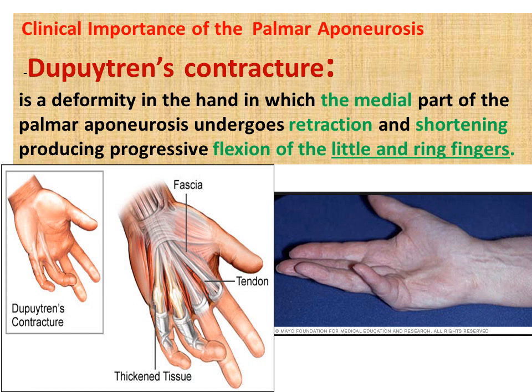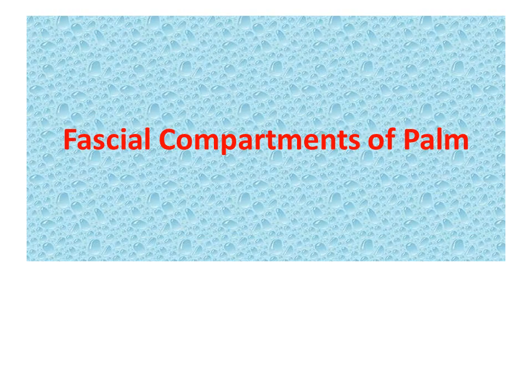Dupuytren contracture is a deformity resulting from the contraction and shortening of the medial part of the palmar aponeurosis, resulting in this deformity, which is flexion of the little and ring fingers. This is due to many causes, rheumatological or orthopedic problems.